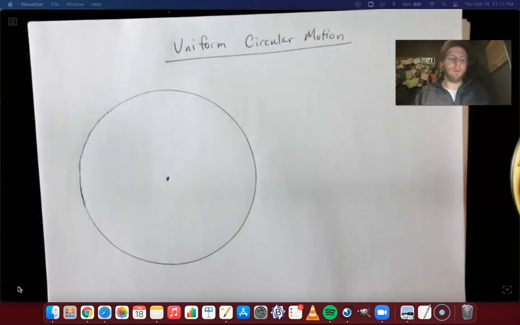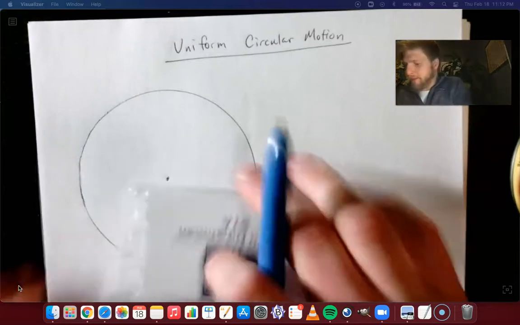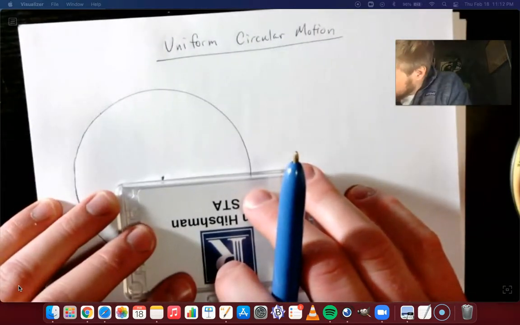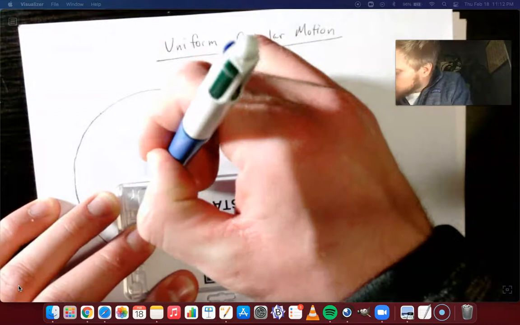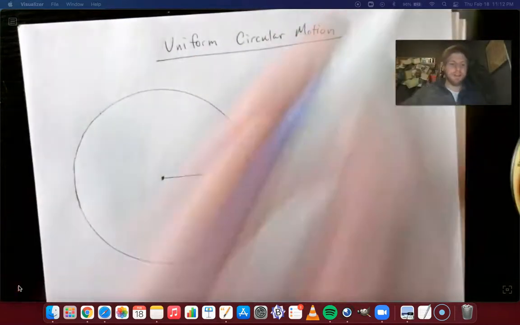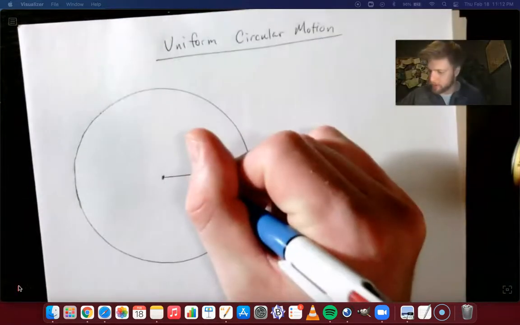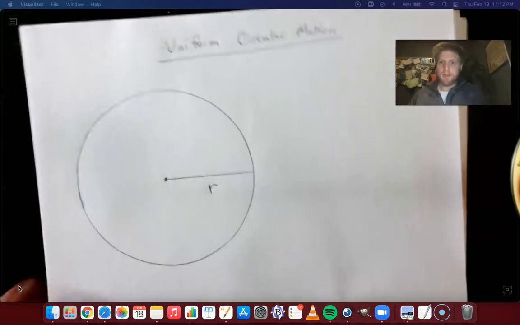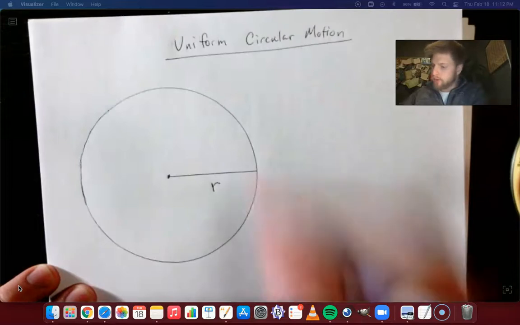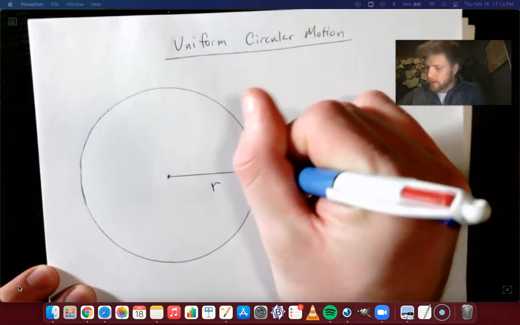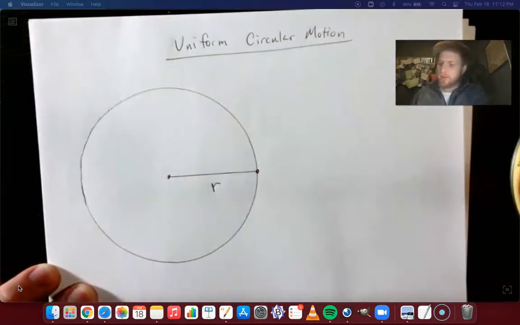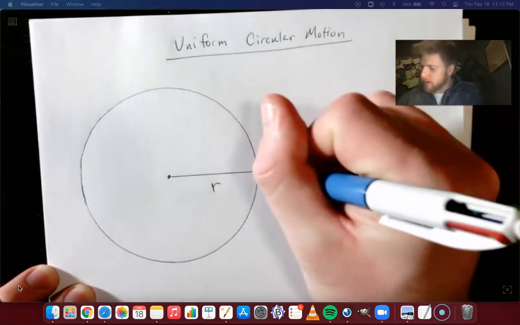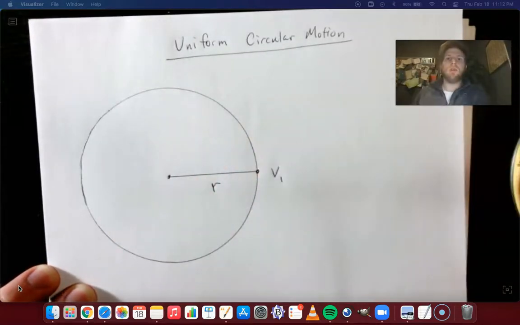Then we're going to draw our first part of the circle, the radius. To help me draw a nice radius, I've got my school ID. So we'll draw a radius. The radius goes straight from the center out to the edge. We'll label that with a little lowercase r. And we're going to imagine that we have an object moving around the circle with some uniform or constant speed. So we'll say that it starts at this location with a speed v1.